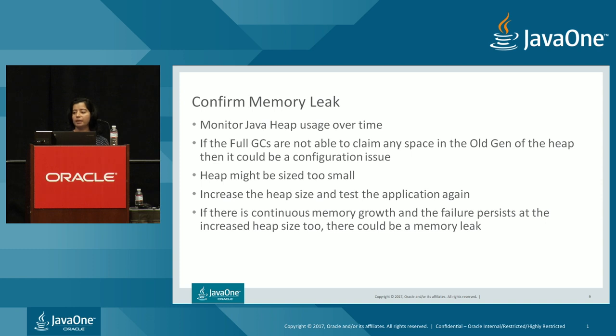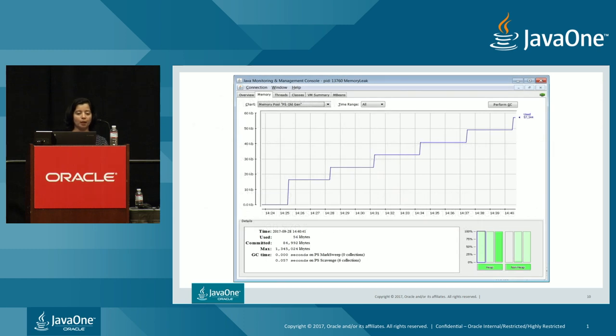If they are not, then probably it's just a configuration issue. Our Java heap size may not be appropriately configured. It might be sized too small. So the first step is to increase the heap size and test the application again. If there is still continuous memory growth in our processes, then there is a likelihood that there is a memory leak in the application. We can use various tools to monitor heap usage of our application. For example, this is JConsole connected to a live application and monitoring the heap usage. In this case, it is clear that permanent generation occupancy is growing over time.